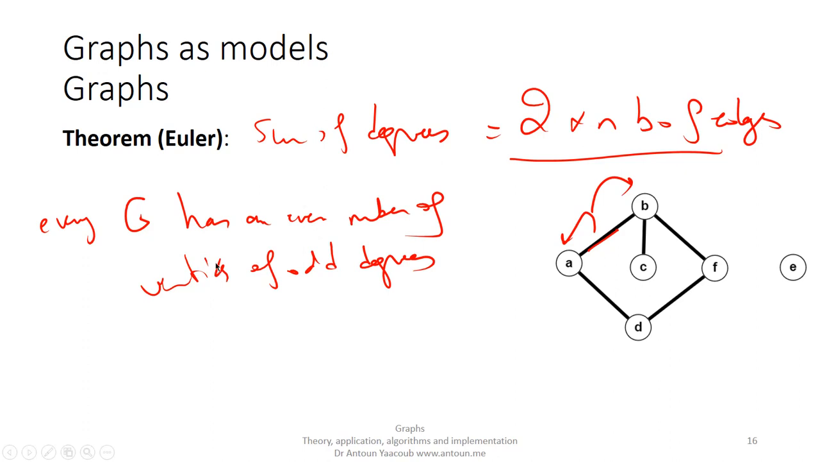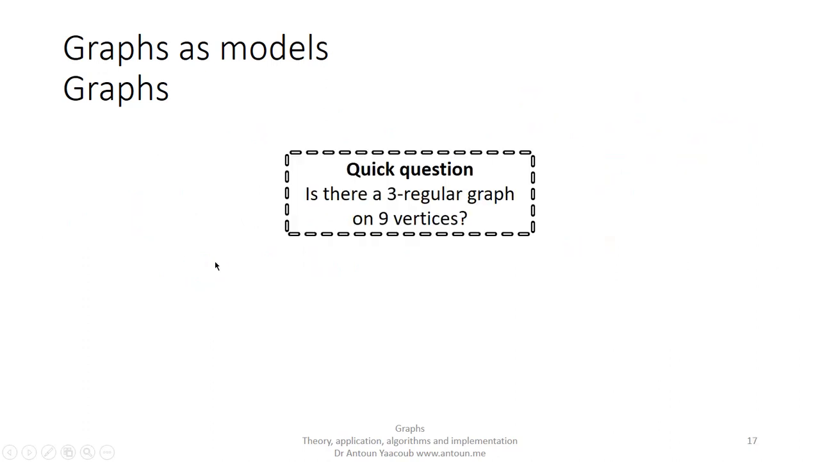Directly from this we can deduce, if we have a question like: is there a 3-regular graph on 9 vertices? Obviously not, because a graph must have an even number of vertices of odd degree. Here, a 3-regular graph means all 9 vertices have degree 3, so it's impossible to have that.